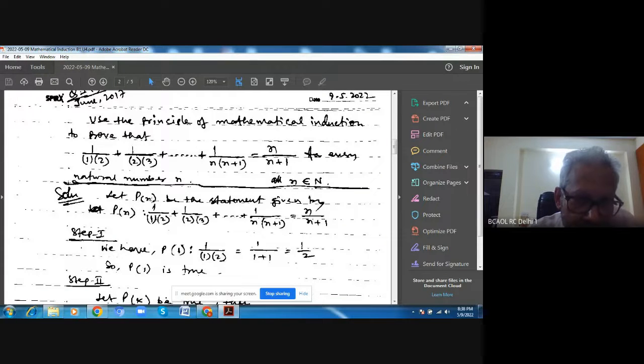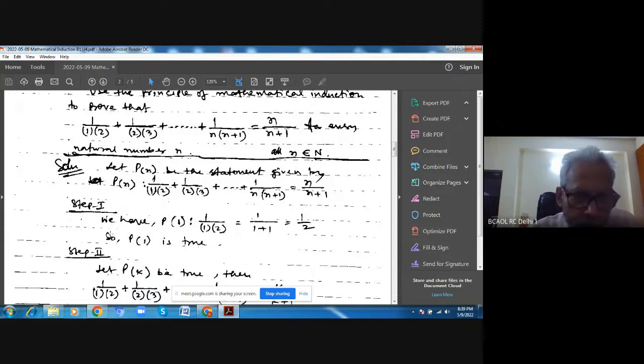You change the notation. I mean, what you have to denote, during the denoting you have to be careful about what you are taking as the letter. So let P(n) be the statement given by the same thing you can write, and is equal to n over n plus 1. Nothing else in this case. Just take it from the question paper and write it here. The only thing you have to write is P(n); you are considering it as the first statement.